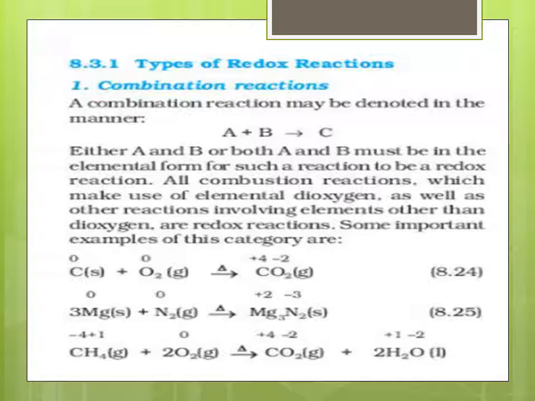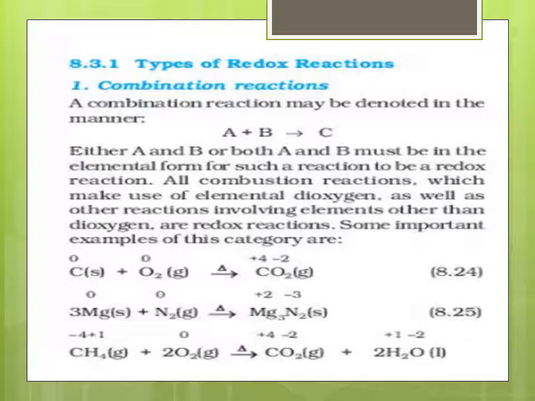Now, types of redox reactions. Number 1, combination reaction: A plus B gives C. Either A or B, or both, must be in the elemental form. All combustion reactions which make use of elemental dioxygen, as well as other reactions involving elements other than dioxygen, are redox reactions. Here are examples.